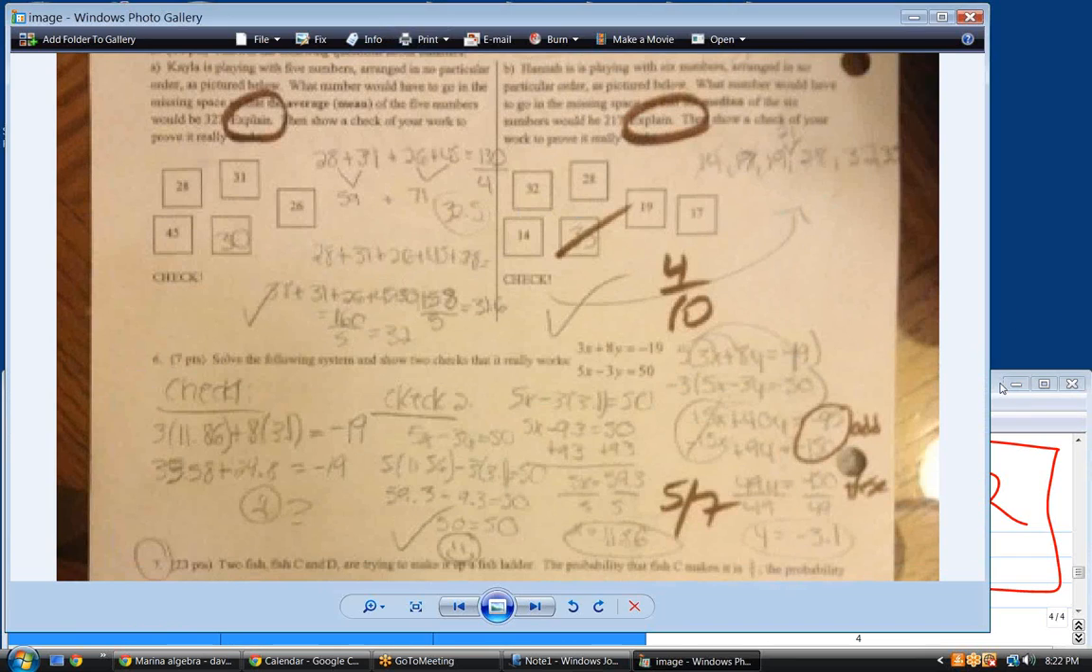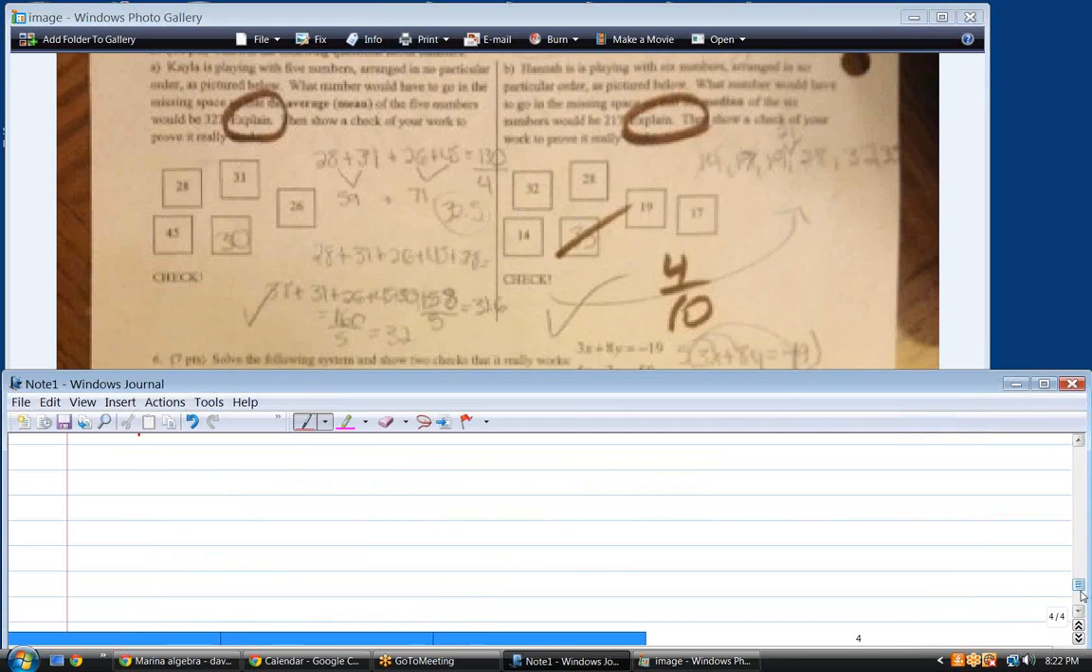Okay, let's look at the second one. I'm having a real hard time reading these. Maybe you can tell me what the second one says. Okay, it says Hannah is playing with 6 numbers arranged in no particular order as pictured below. One number would have to go in the missing space so that the median of the 6 numbers would be 21. Explain then. Show your work.